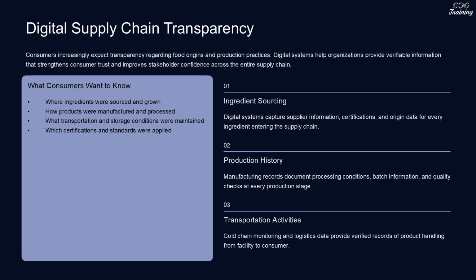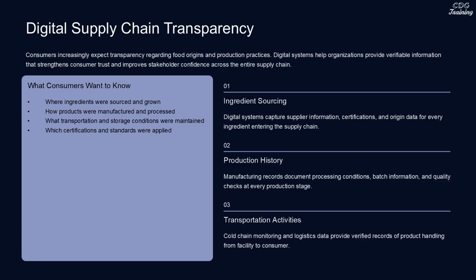Consumers increasingly expect transparency regarding food origins and production practices. Digital systems help organizations provide verifiable information that strengthens consumer trust and improves stakeholder confidence across the entire supply chain. Ingredient sourcing: digital systems capture supplier information, certifications, and origin data for every ingredient entering the supply chain.